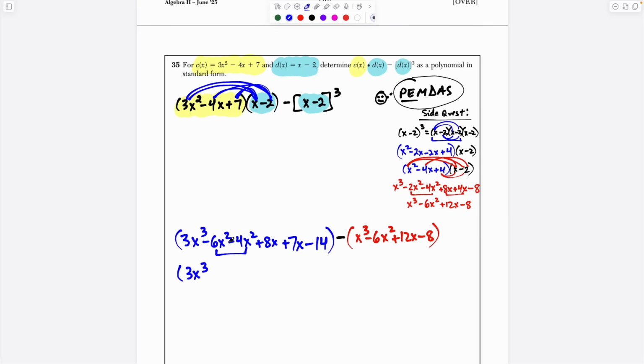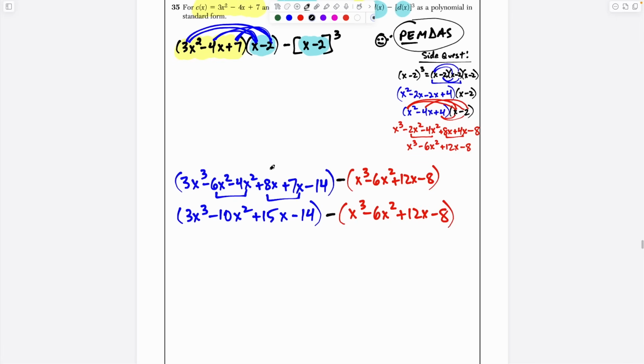We have minus 6x squared minus 4x squared is minus 10x squared. And then we have 8x plus 7x is 15x. And then minus 14. And we have minus, and then in the next set of parentheses here, we still have the x to the third, minus 6x squared, plus 12x, minus 8. And then from this point on, we just have to be careful.